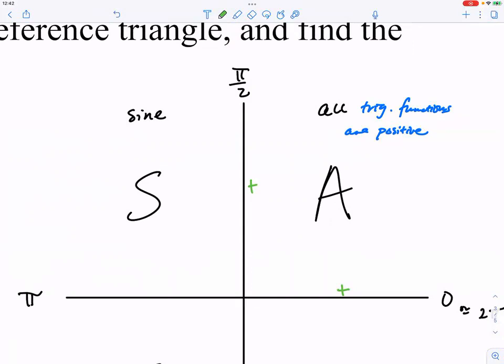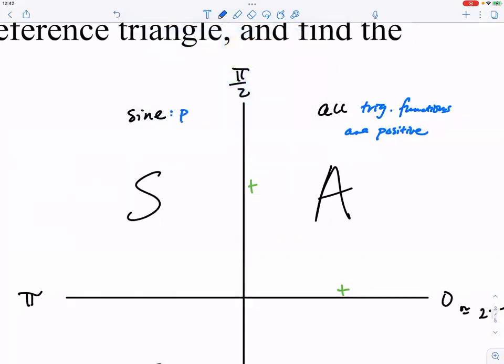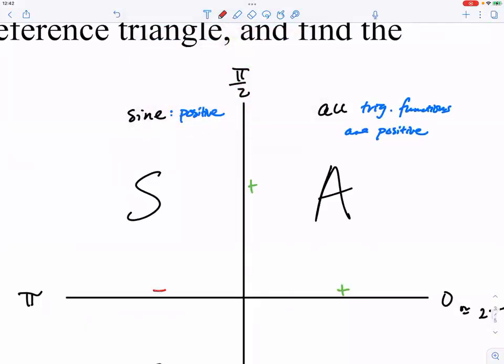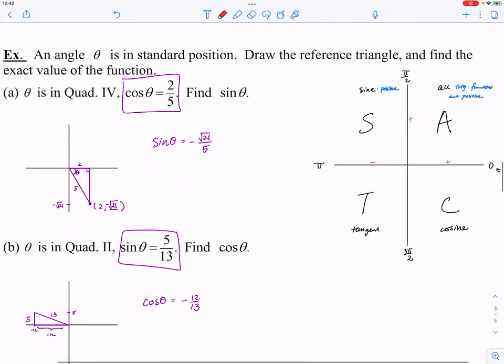But for quadrant 2, why is it only the sine function being positive? Well, positive y value, but the x value is negative. So anything that deals with cosine or adjacent side is going to be a negative value. And that's why for the question we just did, in quadrant 2, the cosine is negative, for that particular reason.